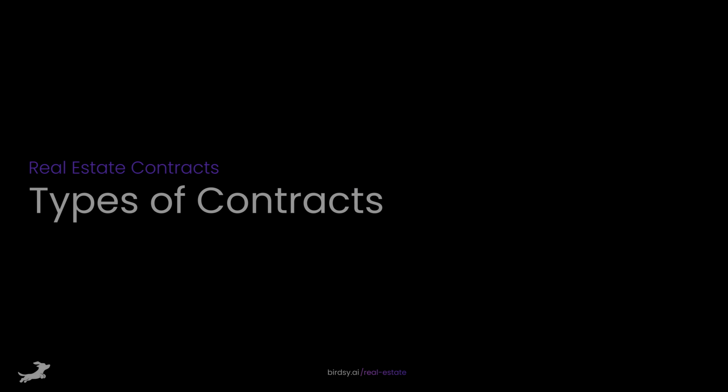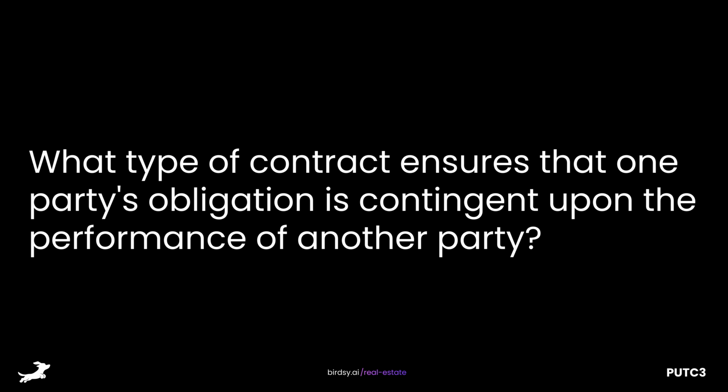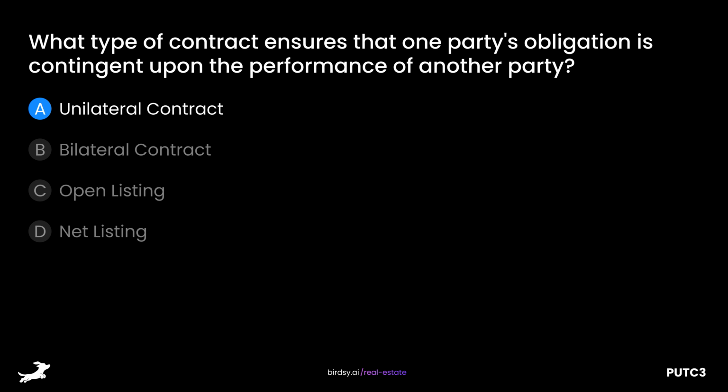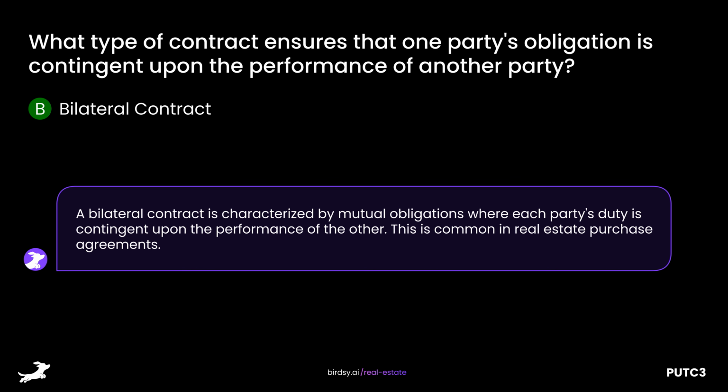Types of contracts. What type of contract ensures that one party's obligation is contingent upon the performance of another party? Is it A, unilateral contract, B, bilateral contract, C, open listing, or D, net listing? The answer is B, bilateral contract. A bilateral contract is characterized by mutual obligations where each party's duty is contingent upon the performance of the other. This is common in real estate purchase agreements.